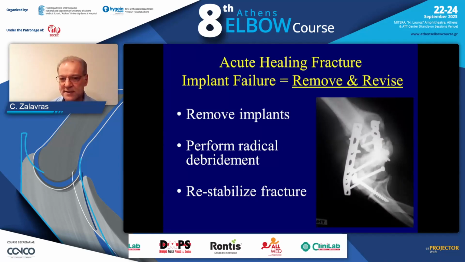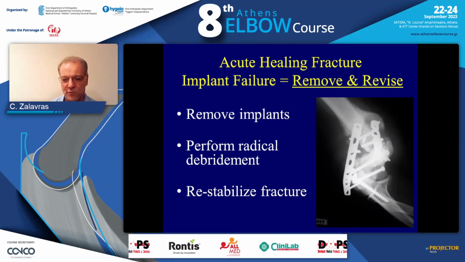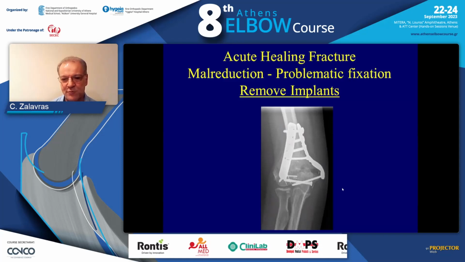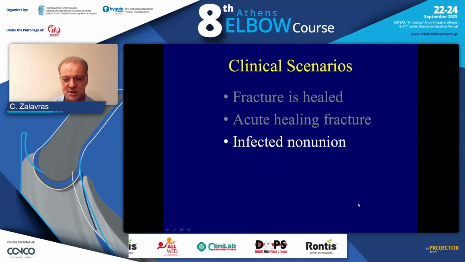Now, if the implants are unstable and have failed, of course, we only have one choice. We need to remove the implants, perform a debridement, and restabilize the fracture. Again, another example, the implants are failing. And here's another example. We don't have an adequate reduction. We have a big gap, an intra-articular screw, and we need to revise the fixation.